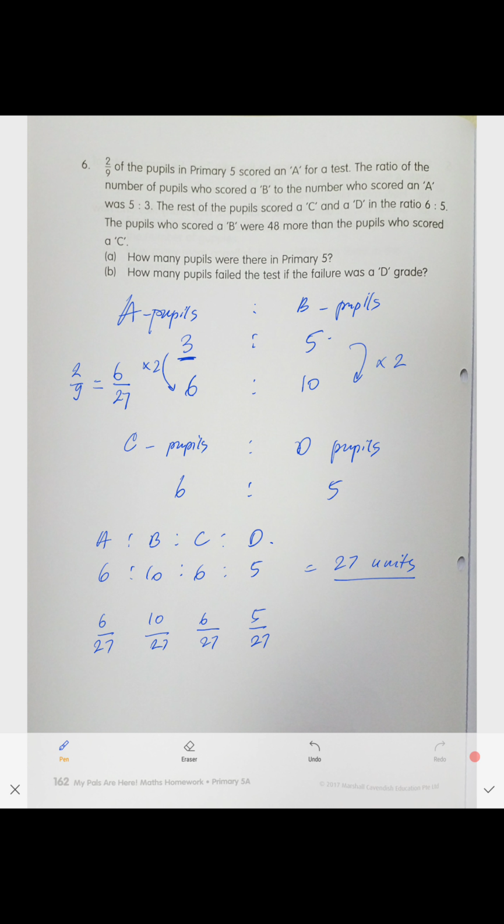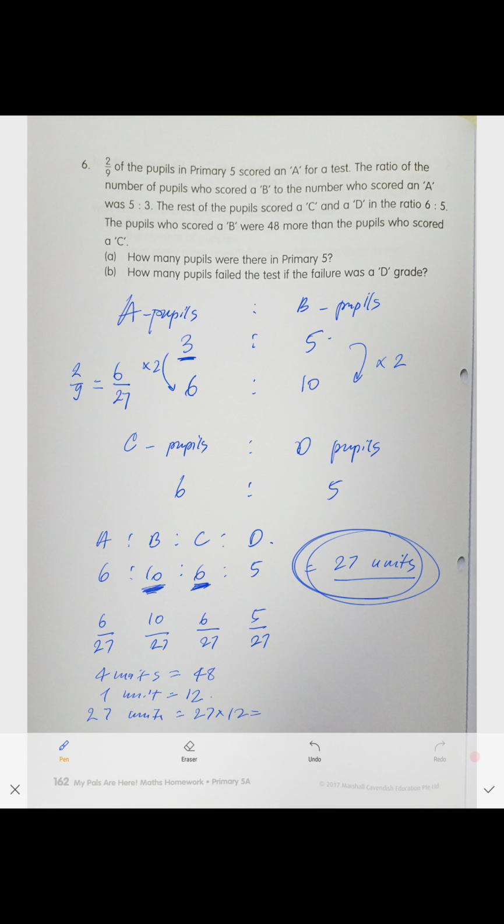So in the last sentence they tell us that pupils who scored B were 48 more than the pupils who scored C. Alright? What is the difference between B and C here? B is 10 units and C is 6. So 4 units, right? 4 units is 48. So 1 unit is 12, right? And they ask us how much is total. Total is 27 units.